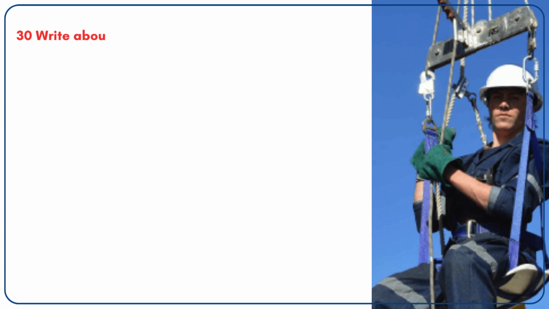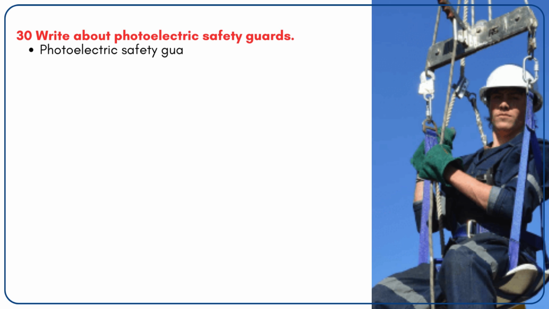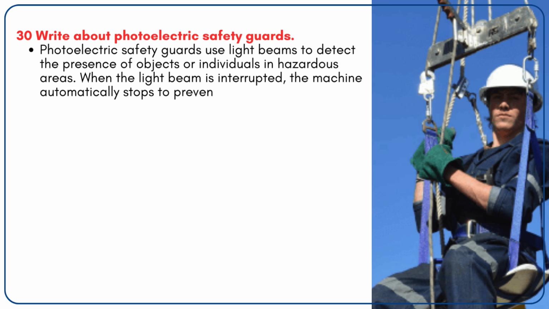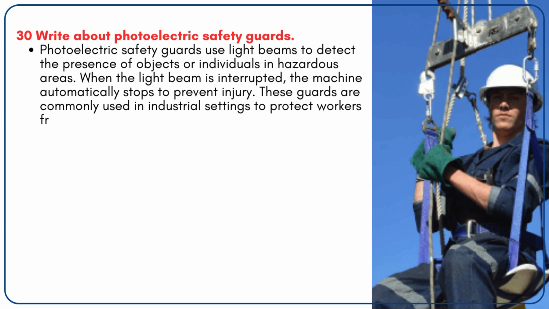30. Write about photoelectric safety guards. Photoelectric safety guards use light beams to detect the presence of objects or individuals in hazardous areas. When the light beam is interrupted, the machine automatically stops to prevent injury. These guards are commonly used in industrial settings to protect workers from moving parts of machinery.